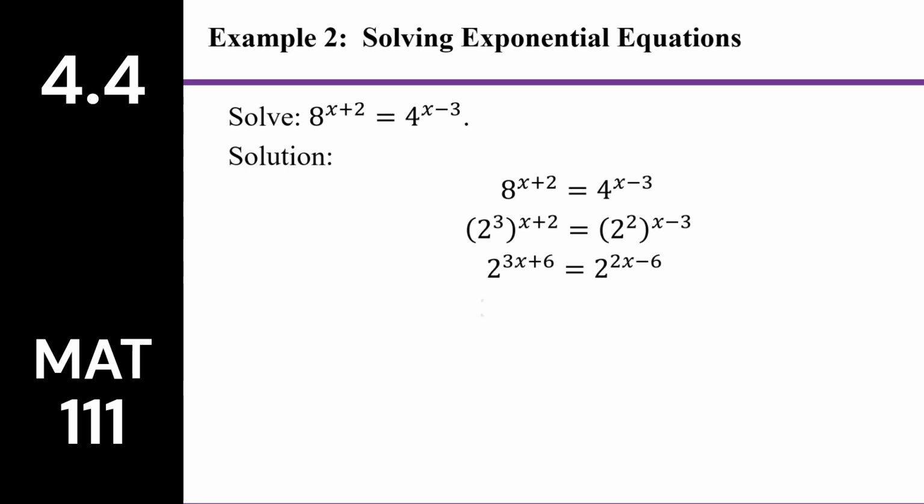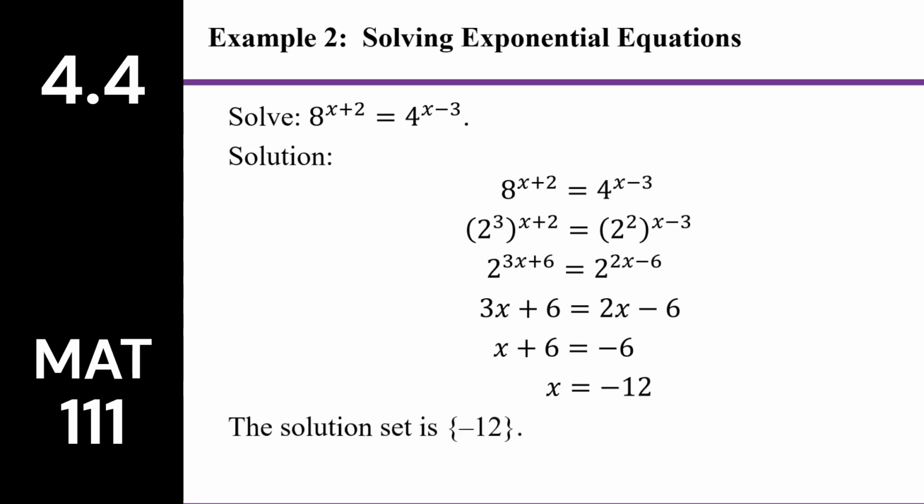Since the bases are the same, the exponents must be the same, so we set them equal to each other and solve. We notice that we have x's on both sides of the equation, so we'll subtract 2x from both sides. When we subtract 2x on the right, all we have is the minus 6, and when we subtract 2x on the left, we get x plus 6. Next, we subtract 6 from both sides, which gives us x equals negative 12, and that's our answer.